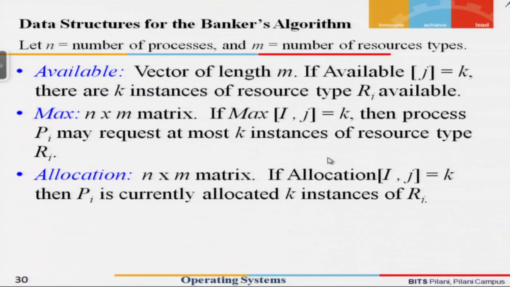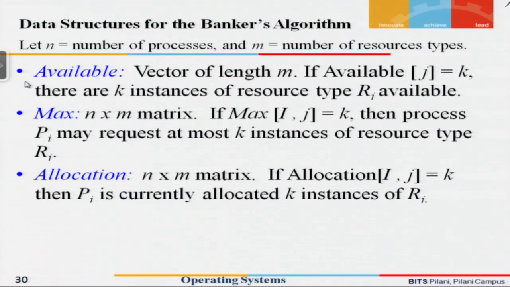Another matrix, which is similar to the previous matrix, is the allocation matrix. In the same way we can interpret this: if allocation[i][j] equals k, then the ith process is currently allocated k instances of the jth resource. So that is allocation. These are the three important data structures which we require.